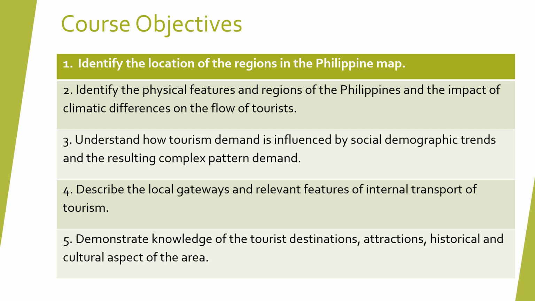As for the course objectives, one is to identify the location of the regions in the Philippine map. Two, identify the physical features and regions of the Philippines and the impact of climatic differences on the flow of tourists. Number three, understand how tourism demand is influenced by social demographic trends and the resulting complex pattern of demand. Number four, describe the local gateways and relevant features of internal transport of tourism. And number five, demonstrate knowledge of the tourist destinations, attractions, historical and cultural aspects of the area.